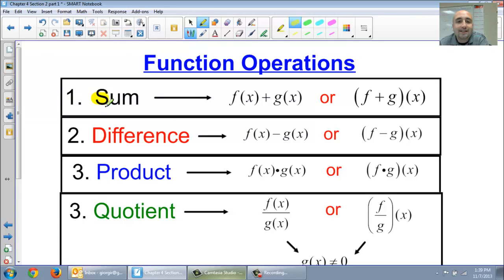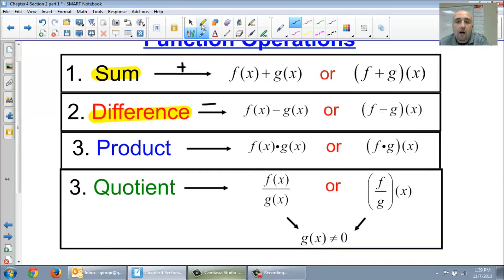Okay, first operation is sum. Remember, sum means to do what? Sum means to add. Okay, and there's two ways to write it. We can do f of x plus g of x, or we can write it f plus g of x, meaning you add f and g together. Same thing with difference. Difference is what operation? Hopefully you remember. Difference is subtract. You can either do f of x minus g of x or f minus g of x. Same thing. Third one is product. Product, I'm sure all of you know, product means to multiply. F of x times g of x or f times g of x.